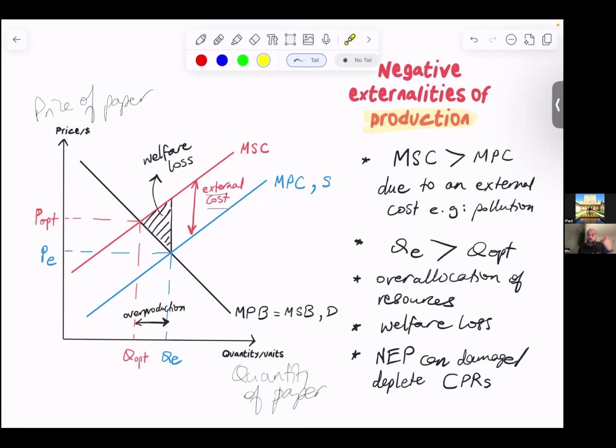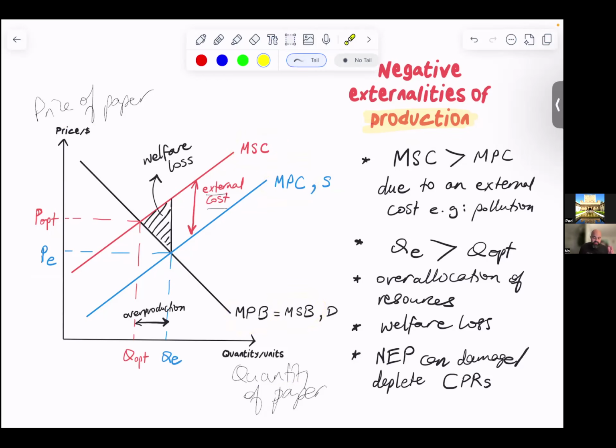Okay, if people are fishing at an unsustainable rate, faster than the fish have a chance to reproduce, that will lead to a depletion of the fishing stock in the ocean. There will be overfishing. Okay, so again, remember, the market equilibrium is the intersection of MPC and MPB, but the point of allocative efficiency is the intersection of MSC and MSB.